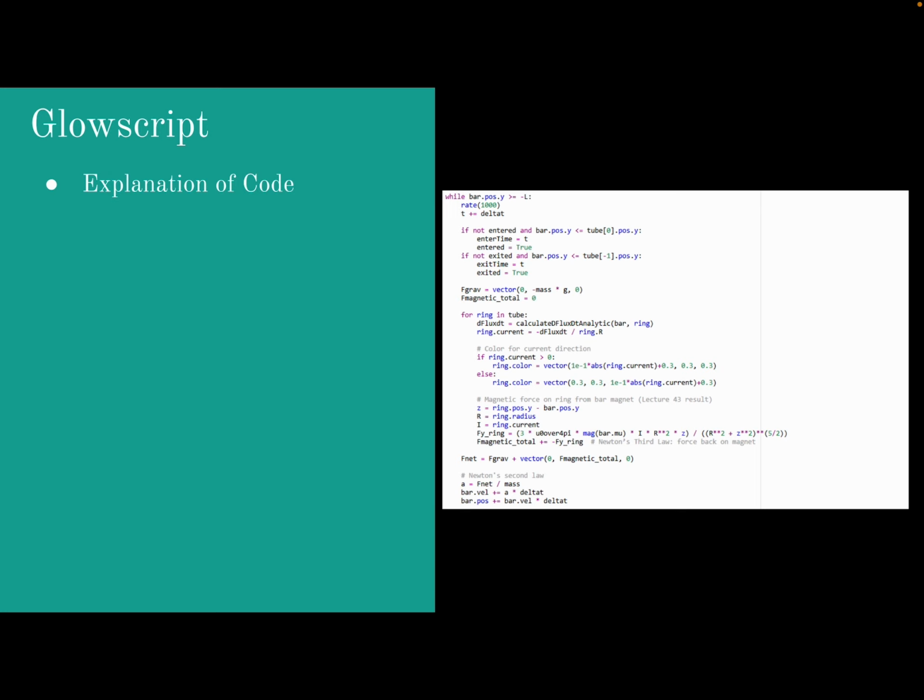In the loop, I calculated the current of the ring using a combination of Ohm's law and Faraday's law together. I then used that to help find the magnetic force, which I then used to calculate the net force with gravity and the magnetic force to help me update the position and velocity of the bar magnet.